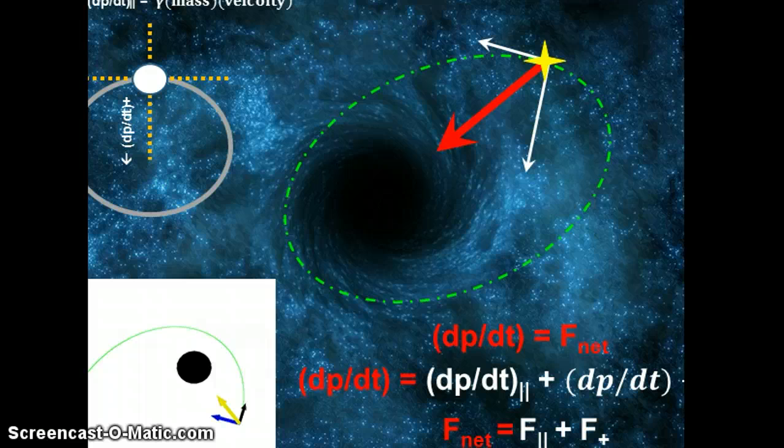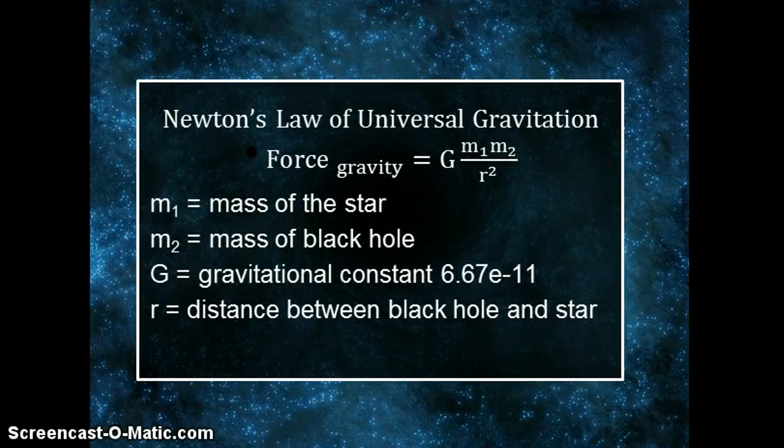The red and white arrows represent the total and components of the star's change in momentum, respectively. This is also represented by the arrows in our computational model. Earlier, I identified that the only force acting on the star and affecting its momentum was the force from gravity. Newton's law of universal gravitation concludes that for two objects of a known mass and a known distance apart, the constant of universal gravitation can be used to calculate the force of gravity exerted on one object by the other.